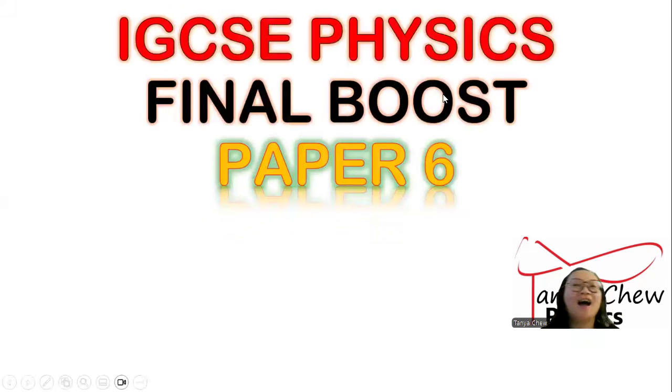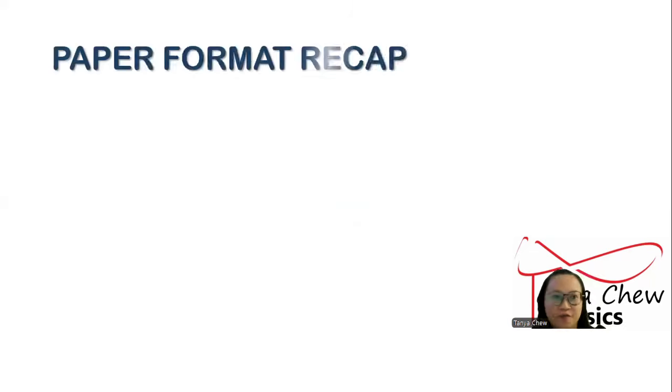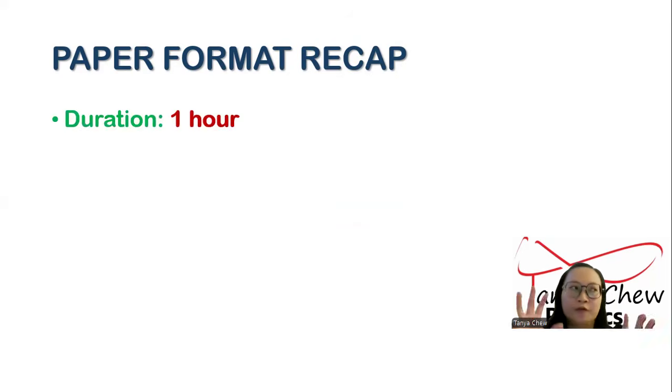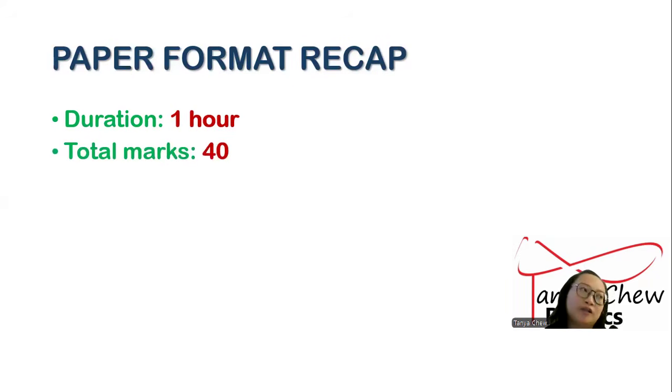So this is it. IGCSE Physics Final Boost Paper 6. Before I dive into the discussion, I think it's very important for me to remind you of the IGCSE Physics Paper 6 format. First of all, remember the time given is limited. The duration for this paper is only 1 hour, so you have to do it as quickly as possible without mistakes. The total marks given for this paper is 40 marks.